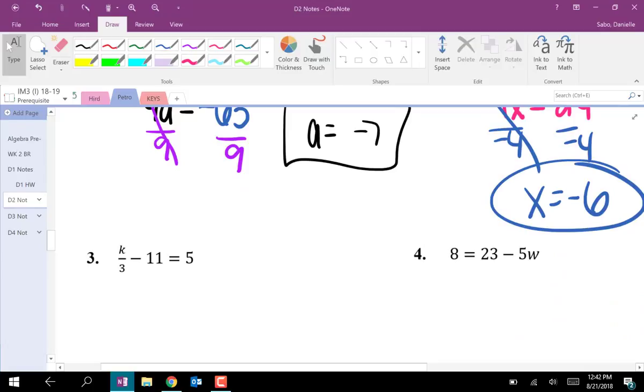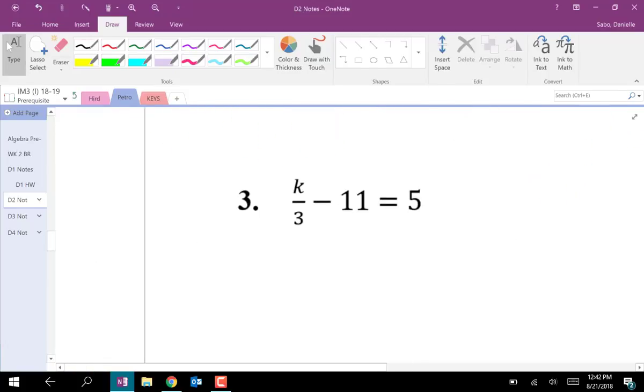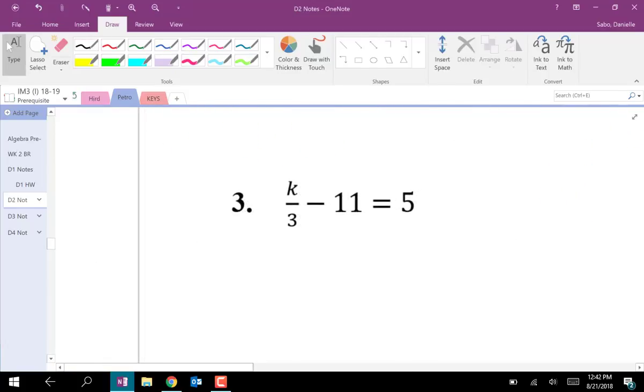Okay, I want to do 3 because it looks different, and people get worried when it comes to fractions. Like, oh my God, it's a fraction, and freaking out. Okay, don't freak out on me. Read it. If you were to read this in your head, you would read it as k divided by 3 minus 11. The last thing I said was minus 11, so what would I have to do to both sides to get rid of it? Add 11, thank you. It's gone.